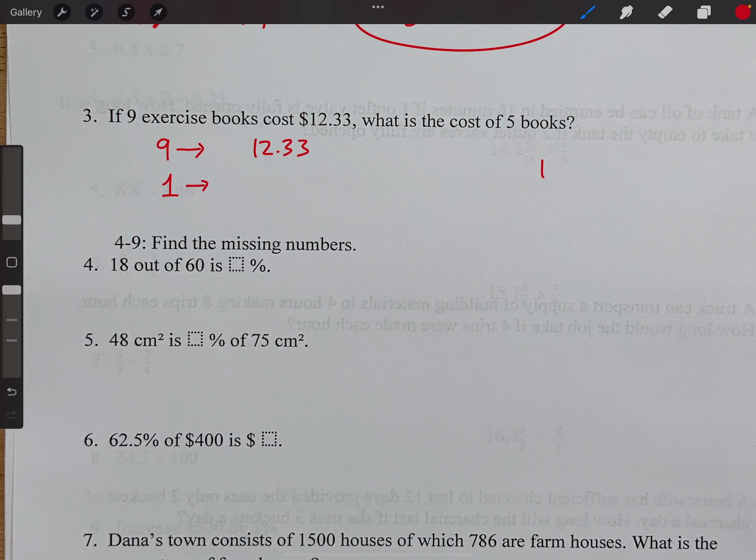So what we're going to do is go 12.33 divided by 9. 12 divided by 9 is 1. 1 times 9 is 9. Take away, we get 3. Bring the next number down. 33 divided by 9 would be 3. 3 times 9 is 27. Take away, you're going to get 6. Alright, bring the next number down. 63 divided by 9 is 7. So one book is going to cost you $1.37.